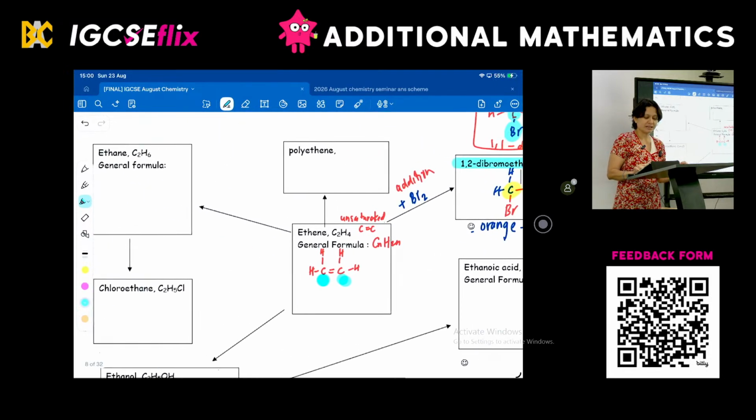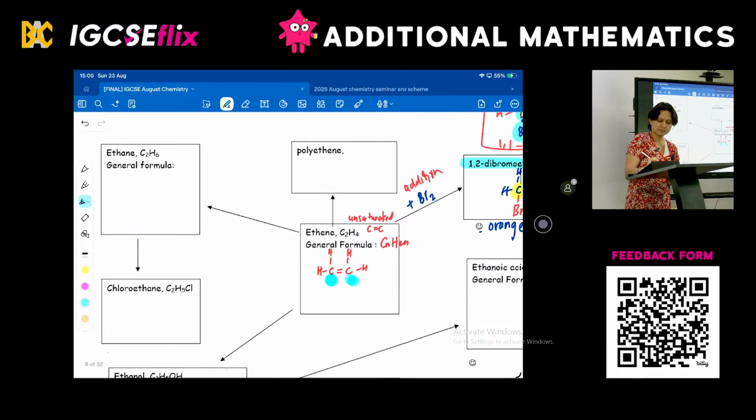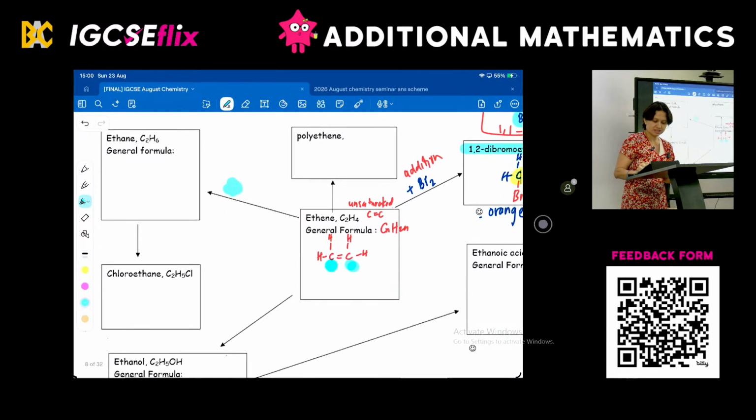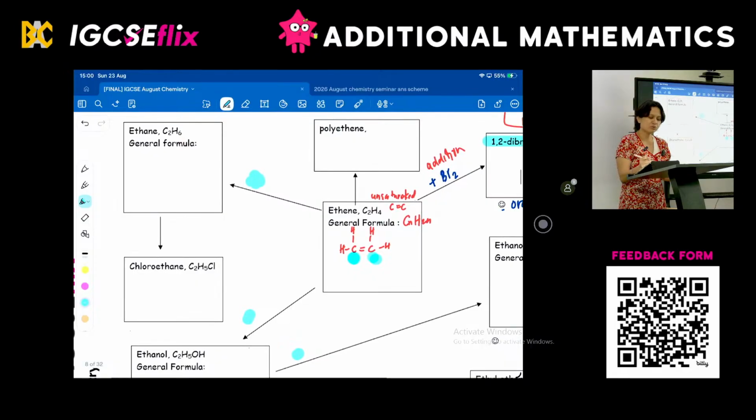Can you please write down, okay, very important. Got any special conditions? No, don't have. Bromine, just add only. No need to do anything, just add. Okay? This one needs special condition. This one needs special condition. This one needs special condition. Let's try. Can you go this way and write down what is the special condition to change ethene to ethane and draw the product and write the general formula of ethane? Go, do.